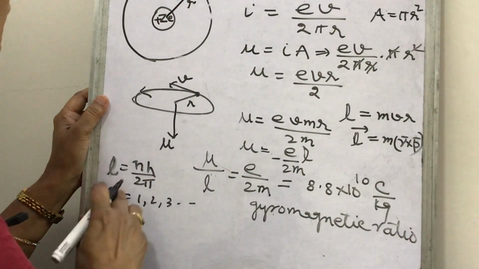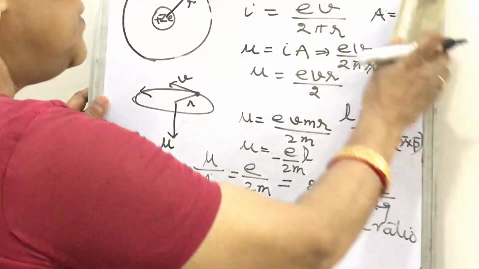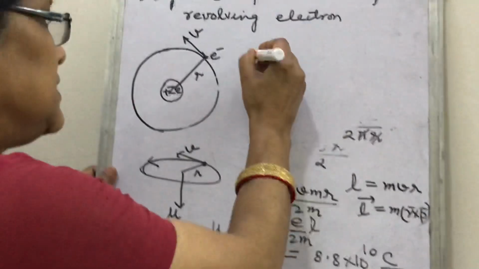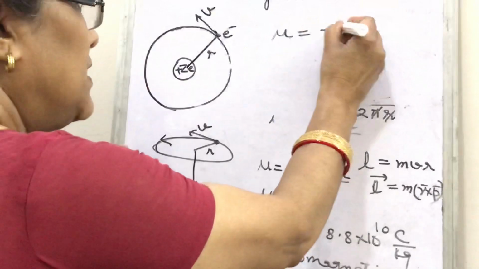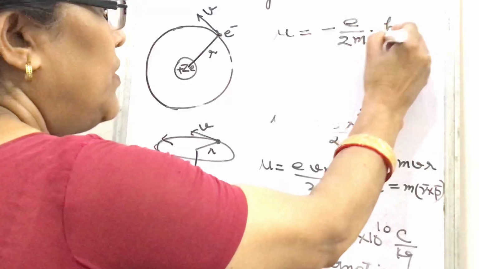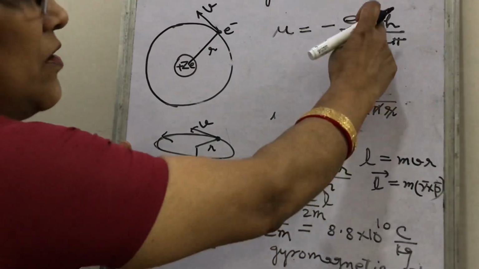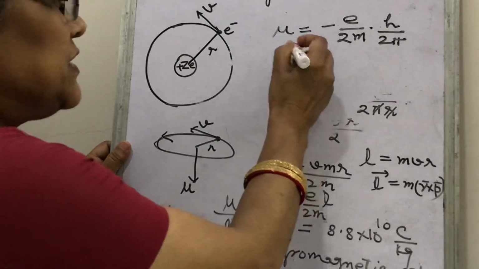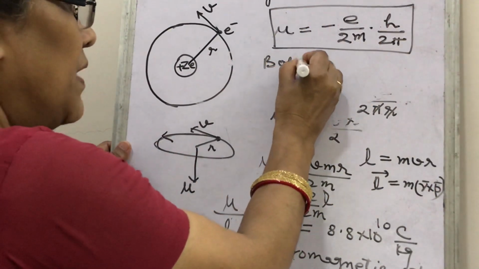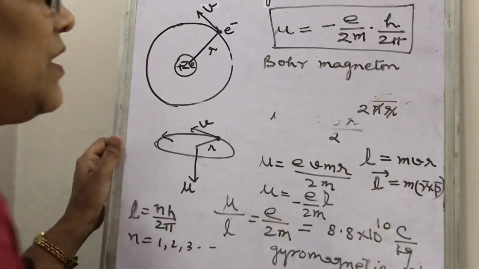Then if you put this angular momentum value here in this equation, then what will you get here? This mu is minus e upon 2m into h upon 2 pi. We put n equal to 1, then h upon 2 pi. This expression is called Bohr magneton, that is, the magnetic moment associated with every moving electron.